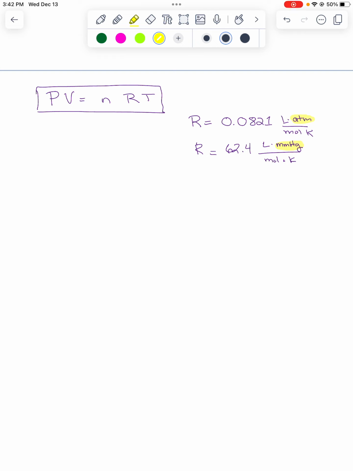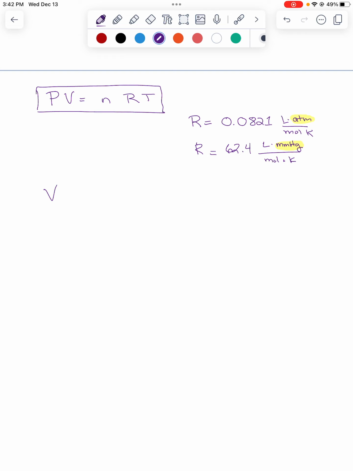So if your pressure is given to you and if you're working in atmospheres, then you're going to use 0.0821. If you're using torr, which is the same thing as millimeters of mercury, then you're going to use 62.4 liters times millimeters of mercury divided by moles Kelvin. And you really should always be working out your units. And let me just show you how that goes.